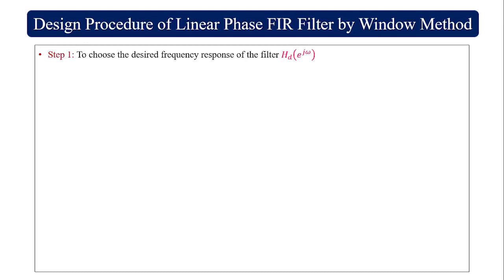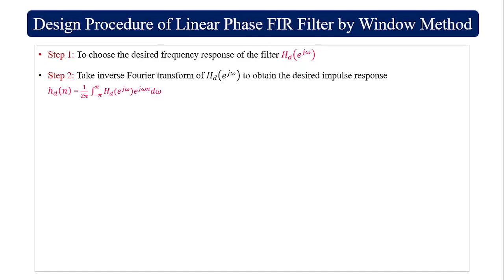So the step procedure for linear phase FIR filter by window method is: Step 1, choose the desired frequency response of the filter Hd of e power j omega according to the filter. Step 2, take inverse Fourier transform of Hd of e power j omega to obtain the desired impulse response Hd of n. So Hd of n is equal to 1 divided by 2 pi integration minus pi to plus pi Hd of e power j omega into e power j omega n d omega.